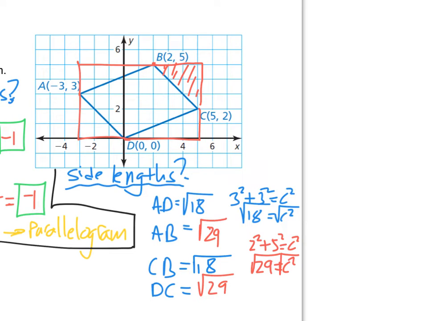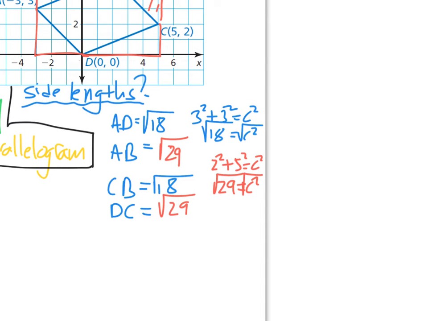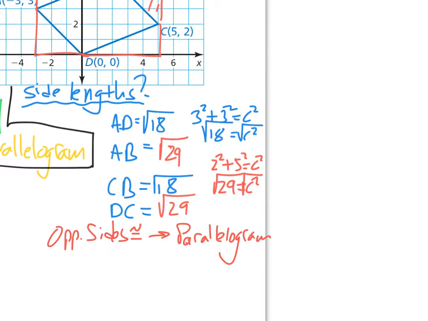So we've just proven that opposite sides are congruent. So it's a parallelogram. Okay, so let's jot that down. We're saying that opposite sides are congruent, so that means it's a parallelogram. Yay, we've proven it. All right. So we can find the slopes and find that they're parallel, or we can find the lengths.